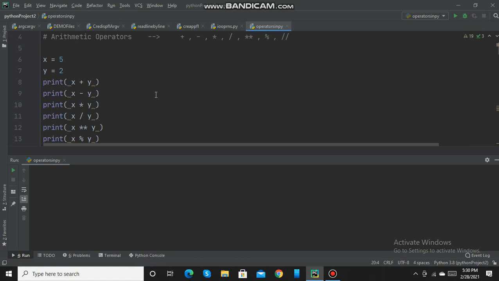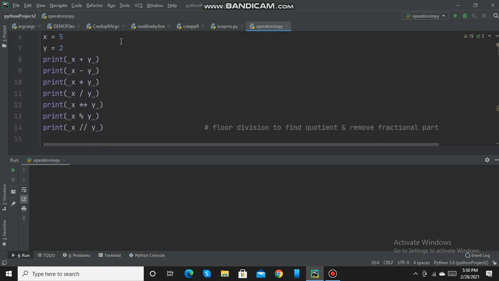In this session we are going to discuss the use of different operators in Python. First we will start with arithmetic operators, that is plus, minus, multiply, divide, exponent, modulus and floor division. I am taking the value of x as 5 and y as 2, then printing x plus y, then x minus y, x into y, x by y, x exponent y, x modulus y and x floor division y.